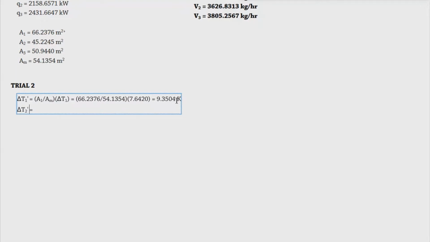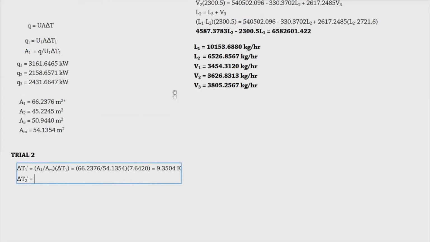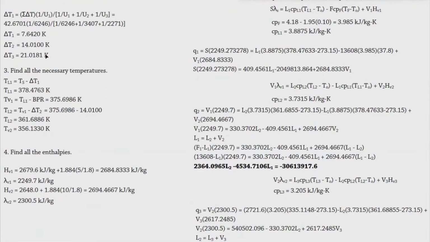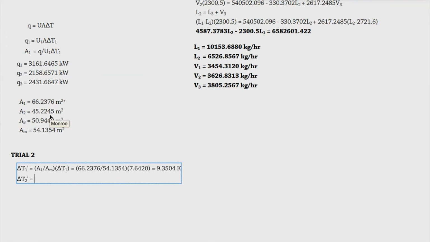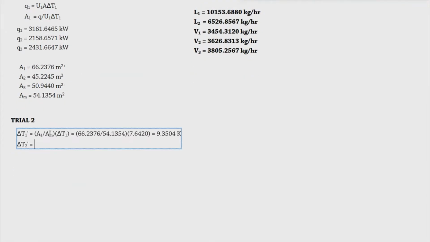So, there will be delta T2. So, you get the area 2 for this case. So, 45.2245, then divide it with the mean, so 54.1354, and then multiply that with your original delta T1, that's 14.01. So, you'll be able to get 11.7040. So, mapapansin nyo, yun nga, na-decrease na siya compared dun sa before na temperature.